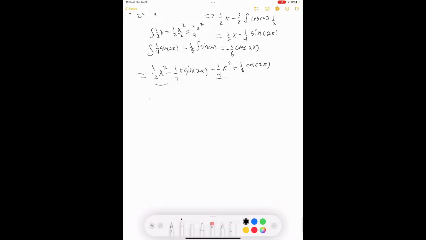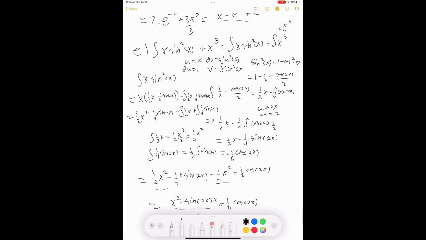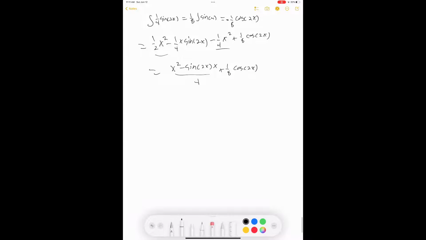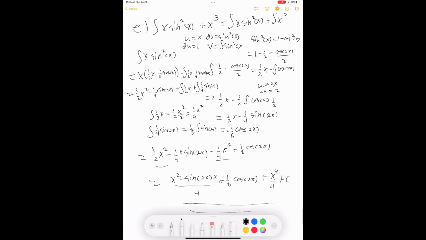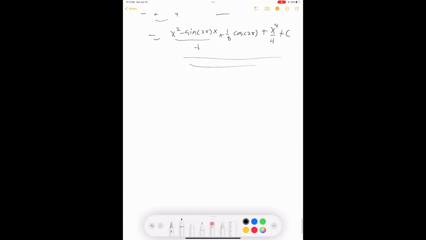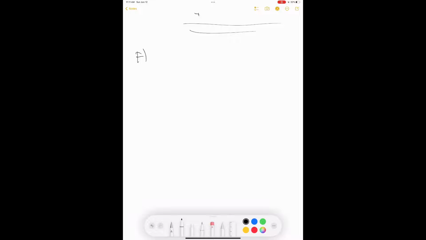So our sign's flipped. 1/2 x squared minus 1/4 x squared is 1/4 x squared. So x squared minus x sine of 2x, minus sine of 2x, x all over 4, plus 1/8 cos of 2x is going to be our final answer for the integral. And plus c. And don't forget the x to the 4th over 4, right? Because we had x to the 4th over 4. Don't forget that other integral we broke off real early there.